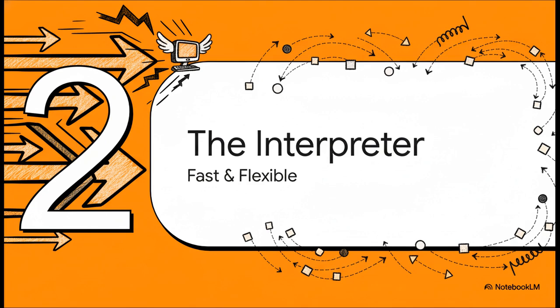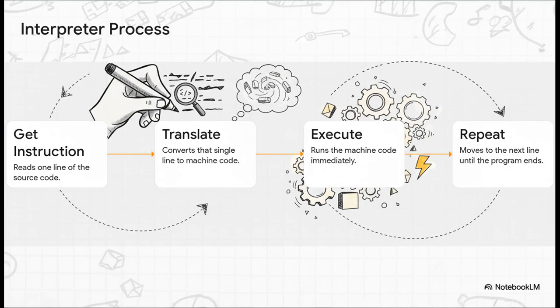Say hello to the interpreter, and the keywords here are fast and flexible. So how does an interpreter work? Well, it's pretty straightforward. It reads your code literally one line at a time. It takes that first line, translates it, executes it, and then it moves on to the next one. It's this constant loop: read, translate, run, repeat, all the way to the end.